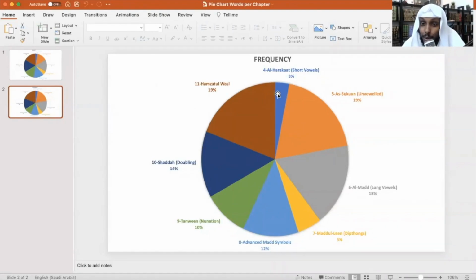Now, by learning the harakat and harakat only, what we mean by that literally is a letter that does not have any of these other things. It doesn't have hamzatul wasl, it doesn't have shadda, it doesn't have tanween, it doesn't have any med, it doesn't have any sukoon. That's only 3%. Right? But then look how much we unlocked today. Today we unlocked 19% of the Quran.